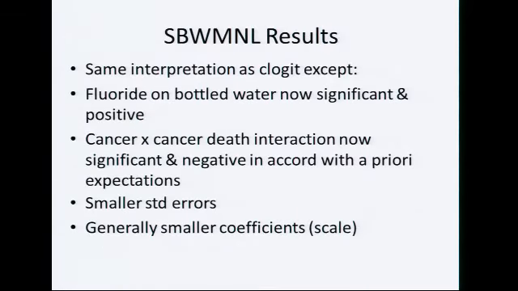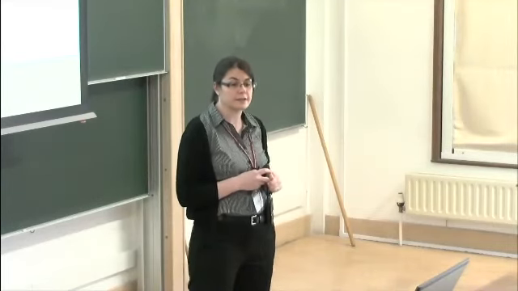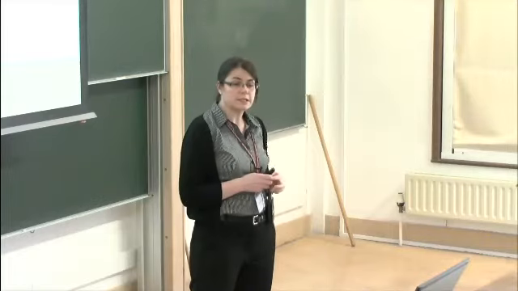Okay, I then have also estimated the models using the sequential best worst M&L. So the C-Logit just used the first best alternative in each choice set. Now I'm using the full rank order over the alternatives, using the sequential best worst M&L that I showed before. And the results had the same interpretation as the C-Logit. The exceptions were that now fluoride on bottled water was significant and positive. So in this analysis, it suggests that folks do want fluoride added to bottled water. Cancer by cancer death interaction was now significant and negative, as we would expect.